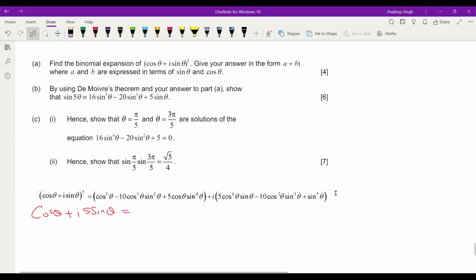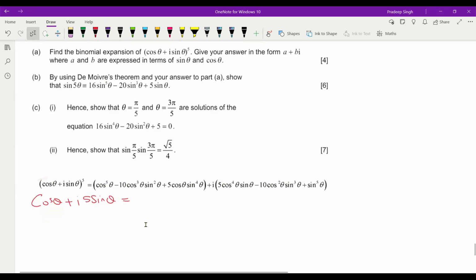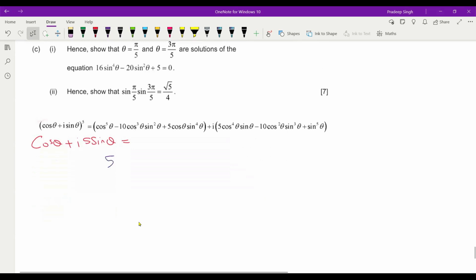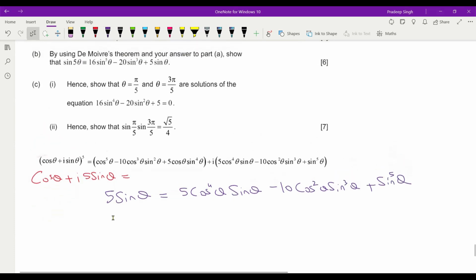Now, all we need to do is compare the imaginary parts. On the left-hand side, the expression in front of i is sin 5 theta. On the right-hand side, this entire bracket is the imaginary part. So let's equate the sin 5 theta with this bracket. We will get sin 5 theta from the left-hand side. From the right-hand side, we get 5 cos^4 theta sin theta minus 10 cos^2 theta sin^3 theta plus sin^5 theta.